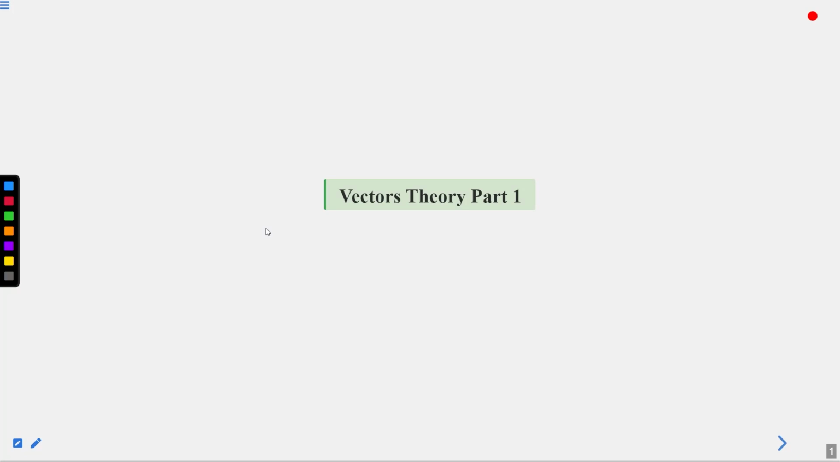Hello students, in today's lecture we are going to learn about vectors, and this is theory part 1.